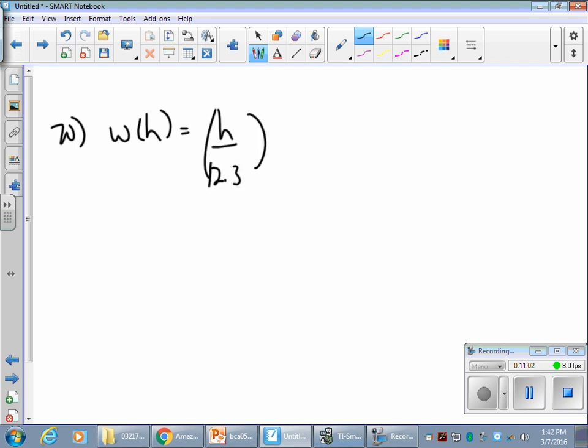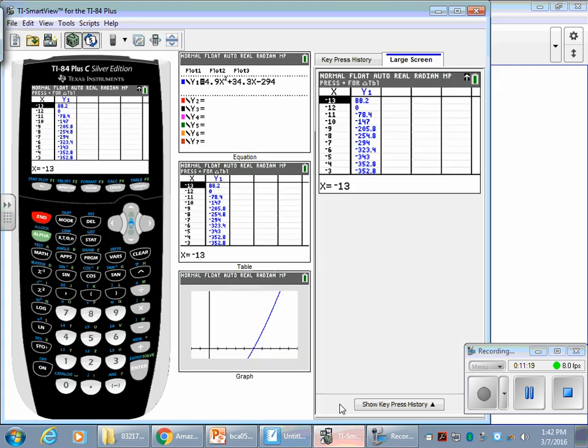The weight threshold here, weight is in pounds, H is a person's height. They want to know what would the threshold weight be for a person who is 5 feet 7 inches tall. But they want you to put their height in inches. So if they're 5 feet 7, that would be how many inches? Well, there's 12 inches in a foot.